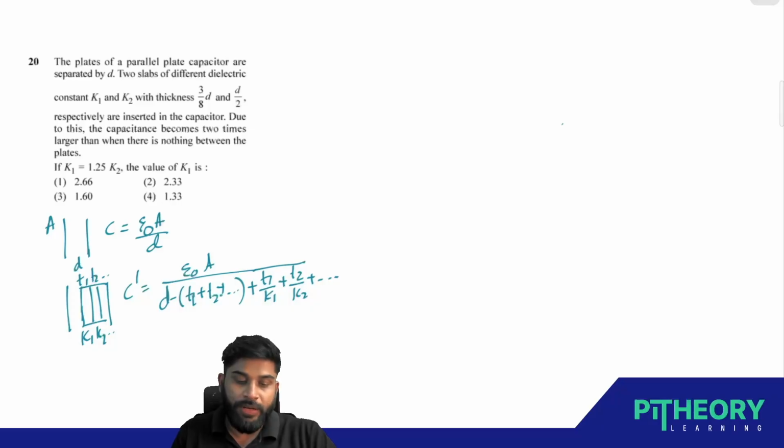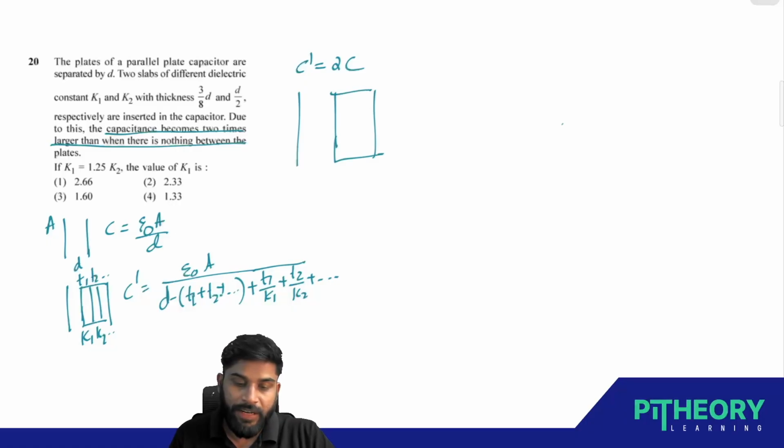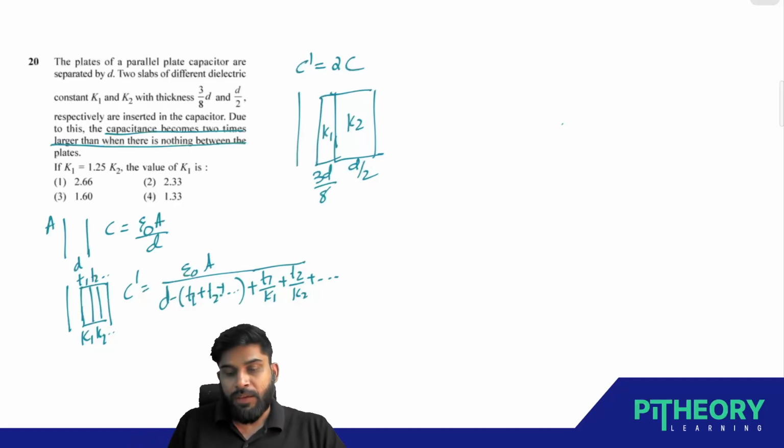And what is our starting point? It is given in the question: the capacitance becomes 2 times larger than when there is nothing between the plates. So C dash is equal to twice the initial case. In our given question, we have a parallel plate capacitor with two dielectrics. A section of thickness D by 2 you are filling with K2, and a section whose thickness is 3D by 8 you are filling with K1, right?